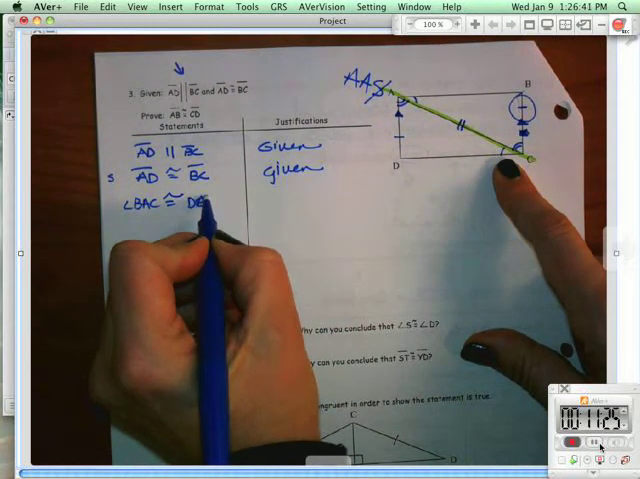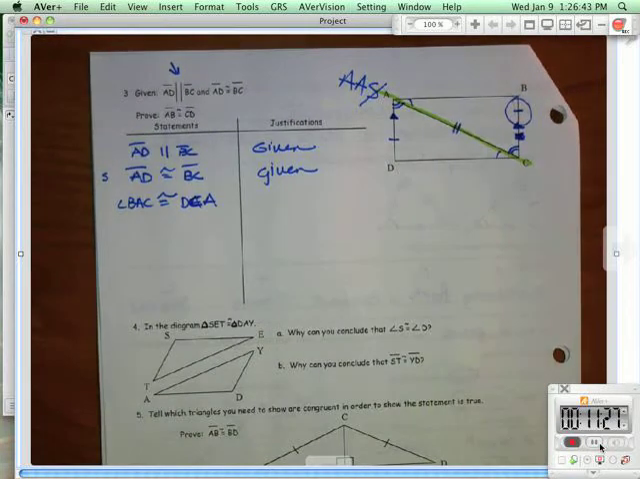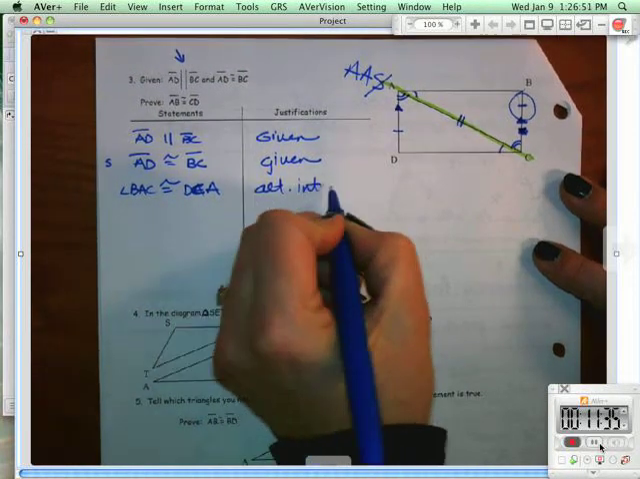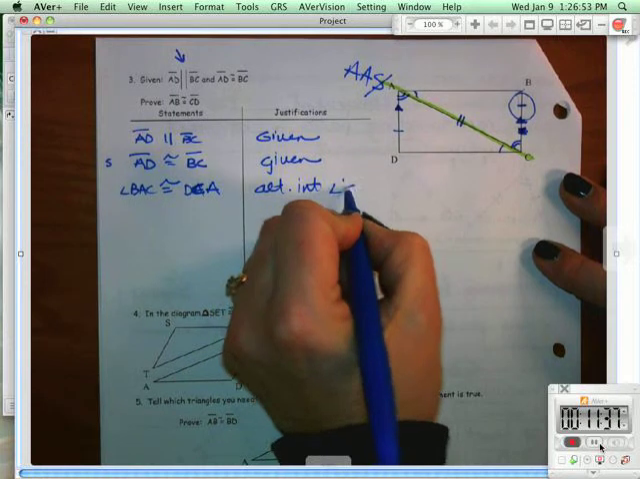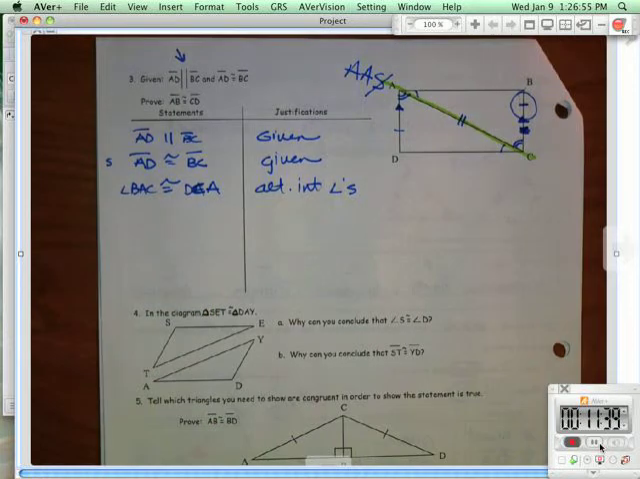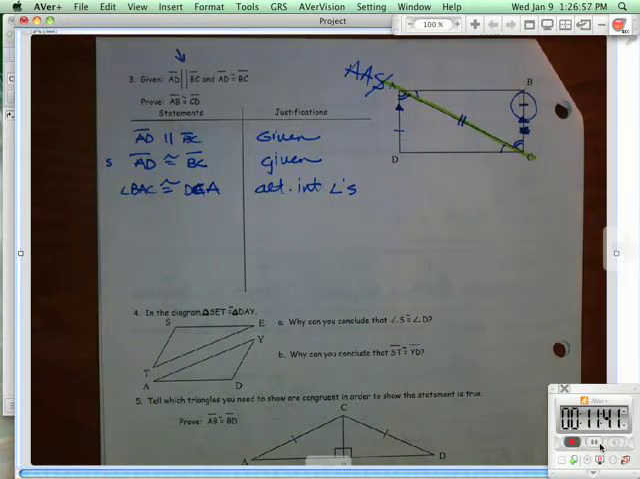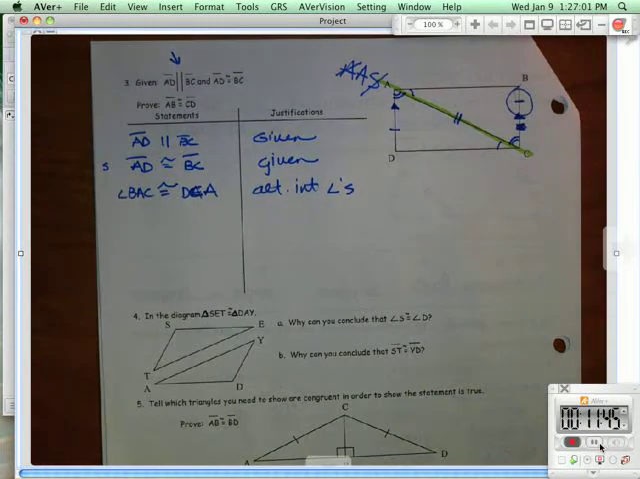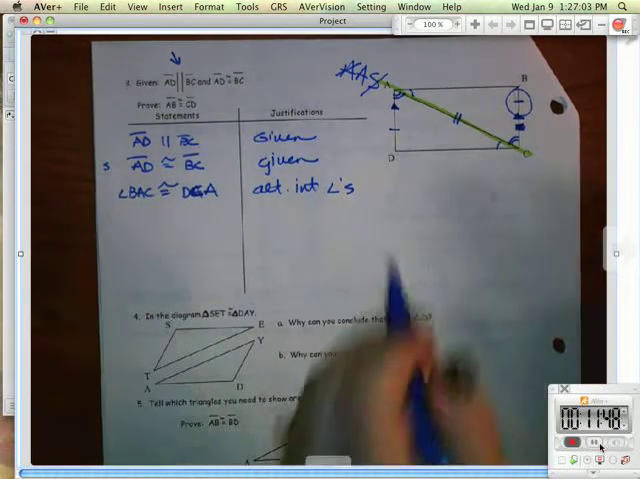How do I know they're congruent? Because they're what kind of angles? Alternate interior angles. I've proven one pair of angles are congruent. All I have to do now is that last pair of congruent angles. And that would be the double ones.